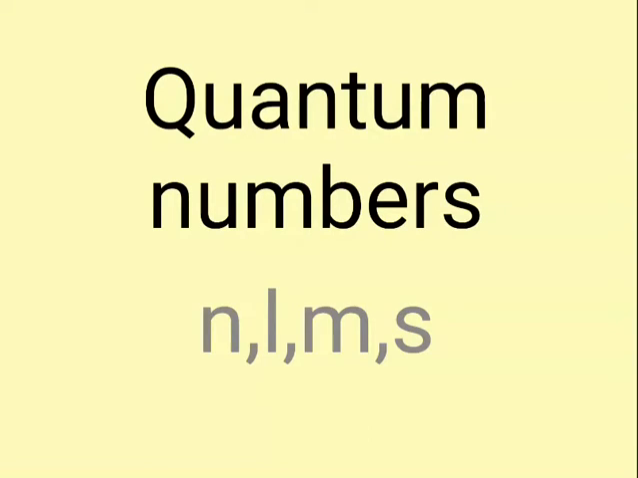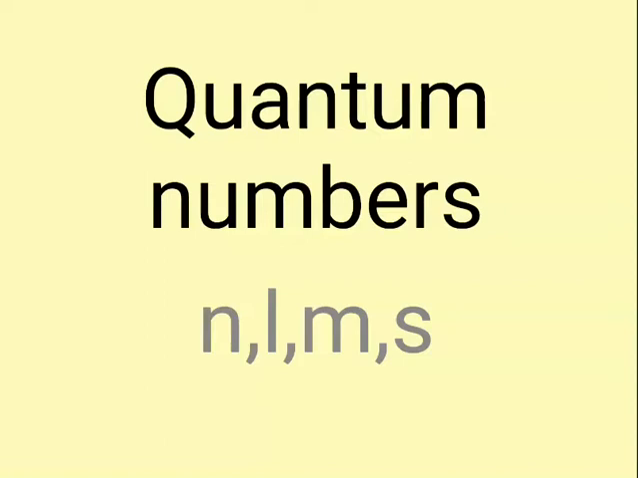In my previous video, we discussed the quantum mechanical model of an atom and before that the Schrödinger wave equation. Now today we will talk about quantum numbers. The solution of the Schrödinger wave equation gives us three constants and these three constants are called quantum numbers. If we have to explain quantum numbers, we can simply say it is the address of the electron.